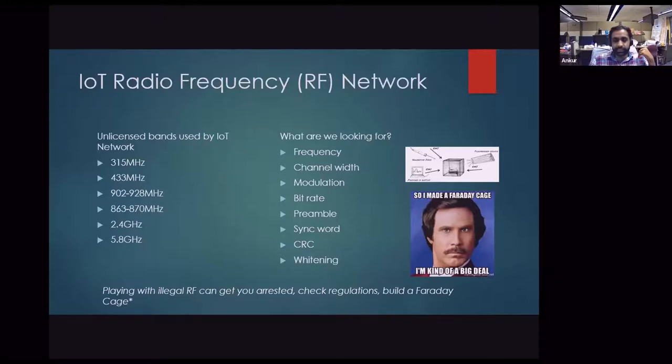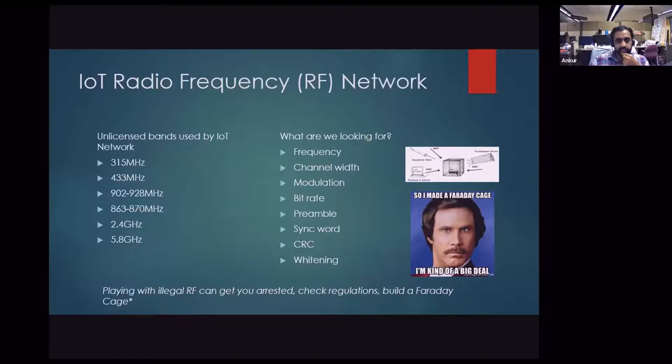Modulation basically means that when we are sending a signal over the air, we need to encode it using some kind of signal hiding mechanism. Then bitrate tells us the rate at which the signal is being transmitted. And preamble tells us like a backup signal we need to make sure that our device is up and running. And there are parts of information like whitening.